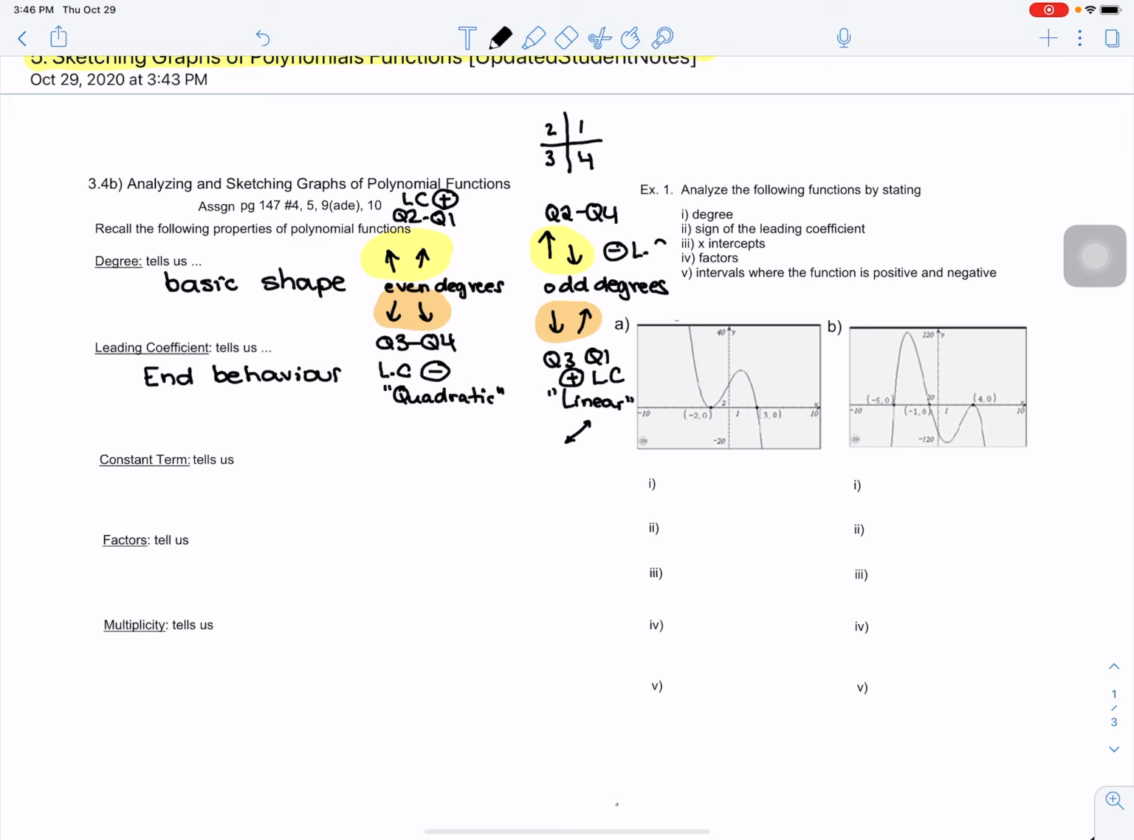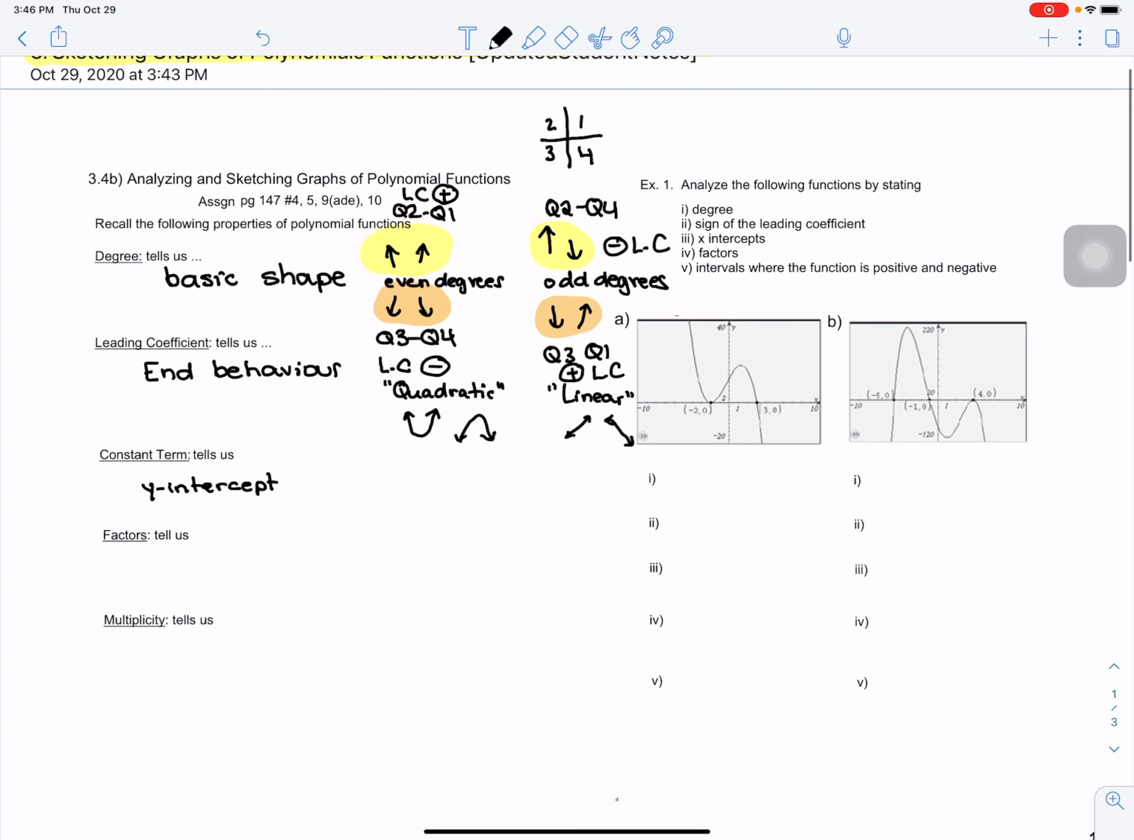So hopefully you have those rules somewhat in your head. But if you don't, again, think of the positive quadratic, the negative quadratic, the positive linear, the negative linear. That will help you with all of those behaviors. The constant term tells us the y-intercept. So this term will have no variable attached to it. And factors tell us the x-intercept.